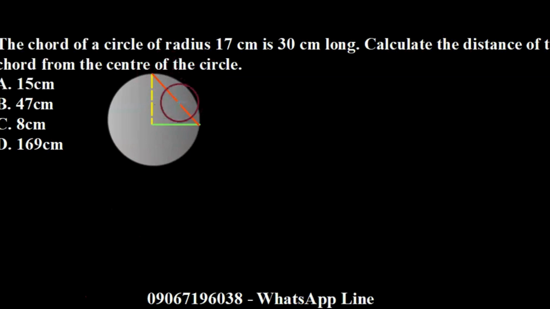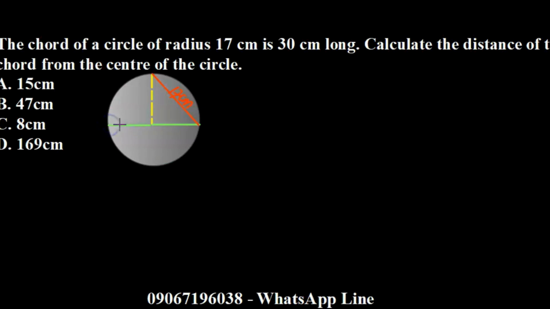So this is the chord. The radius is 17 centimeter. So this is 17 centimeter. Now, the chord of the circle is 30 centimeter long. Now, a chord, remember, is a line drawn from a point of a circle to the other end of a circle.